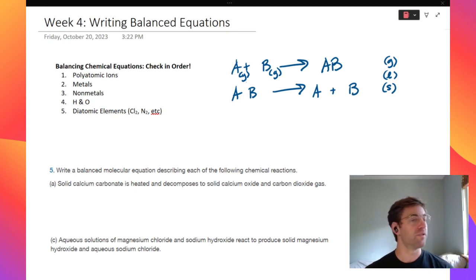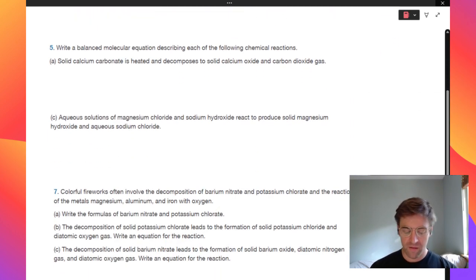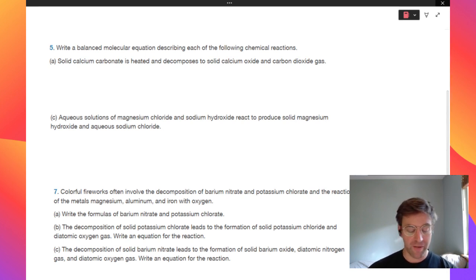Let me make sure I have mine pulled up while I'm thinking about it. Then move on to your nonmetals. Hydrogen and oxygen come next, and then your diatomic elements, your chlorines, your nitrogens, your oxygens, those can be done last, and those will be the easiest to balance, as we'll see when we get into an example. So all of these, again, are in the OpenStax textbook. We're on chapter 4 today, and you can follow along live or with the recording.